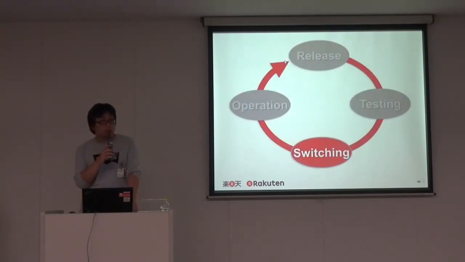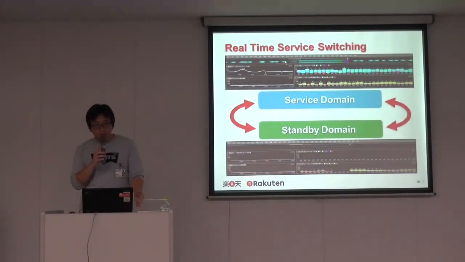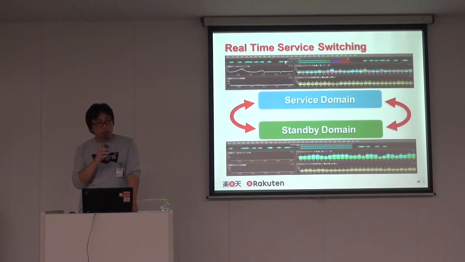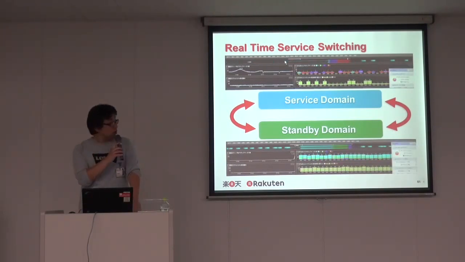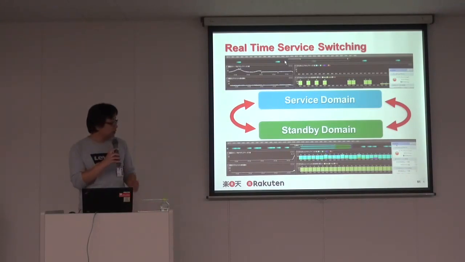If the test is finished, the upgraded service can start by switching the application. The service can be switched without stopping. The movie on top is the dashboard of the current service domain, and the bottom movie is the standby domain. If we switch domains, all requests will be moved to the standby domain. After switching, the standby domain will be the new service domain, and the old service domain will be the standby domain.